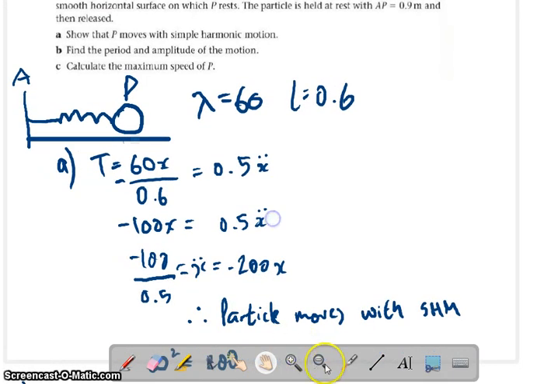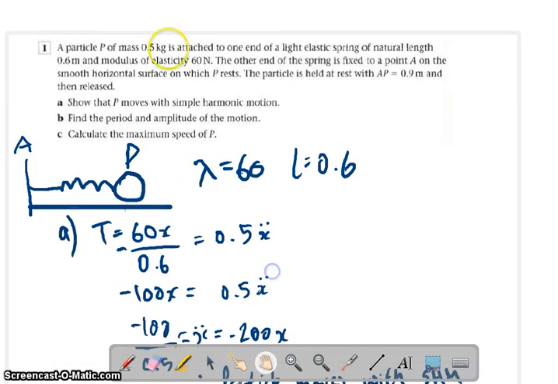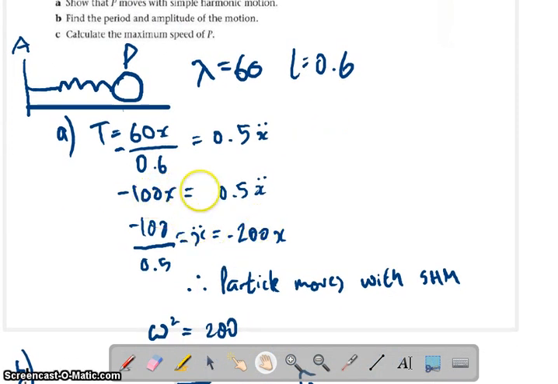So, simple steps. Got the equation for tension, minus lambda x over L. We've got L, we've got lambda, x is the variable. We set that equal to ma. The mass was given to us in the equation, half a kilogram. And then we can rearrange, and very simply we find that x double dot, or the acceleration, is equal to minus 200x.